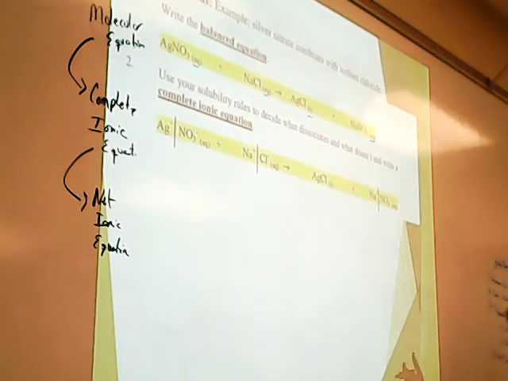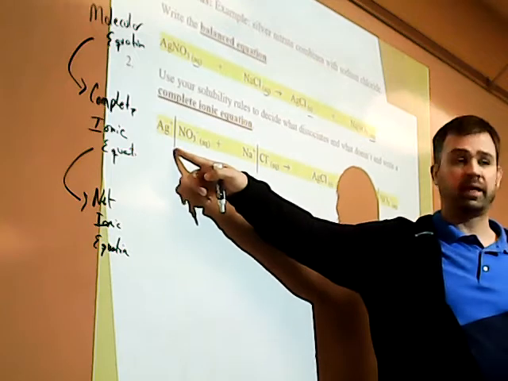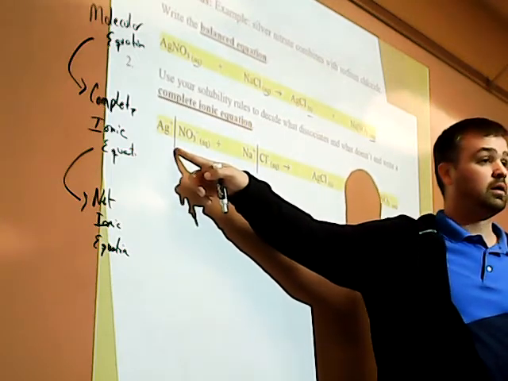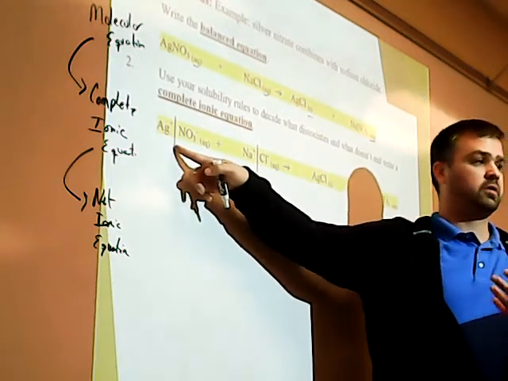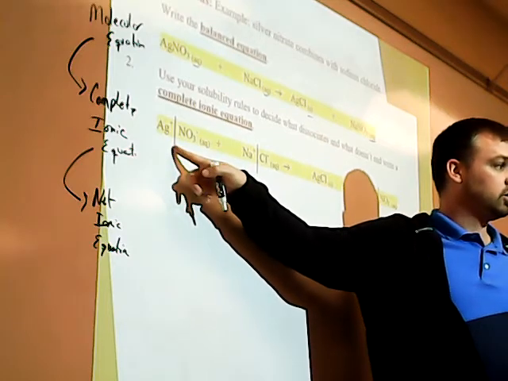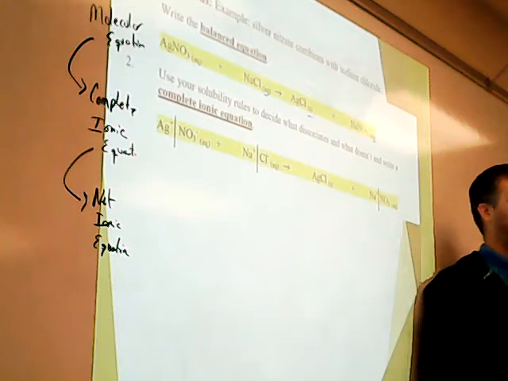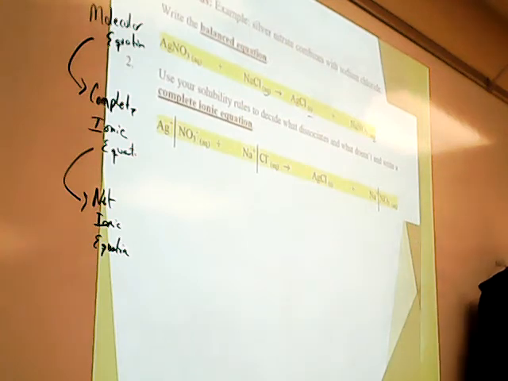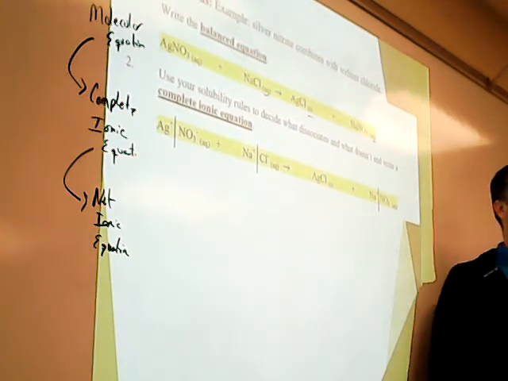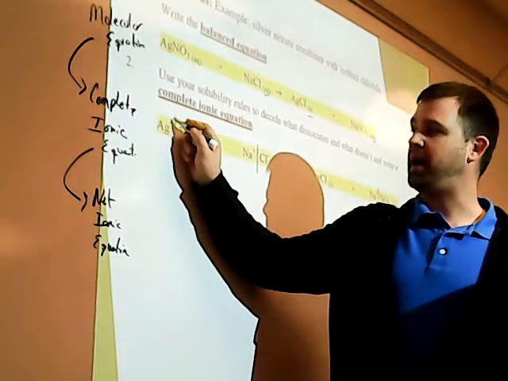Dissociated and did what? Split. Broke apart. Well, guess what that line is showing you? Split. It's splitting apart. I call it the dissociation line. So what you're doing is splitting every one of your aqueous things as it would be in solution. You're splitting it into its ions.